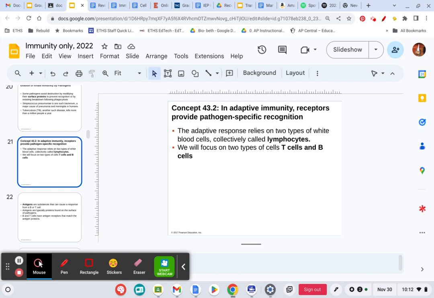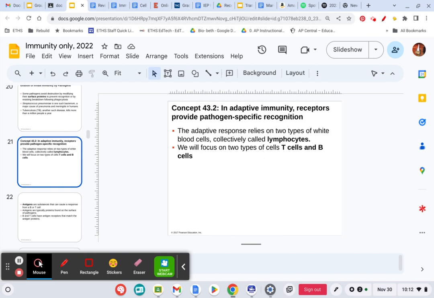But as we know, when we're little kids, we get sick. We get sick a lot. And that is because there is a third line of defense that is called adaptive immunity. And we are not born with that. That is something that we get from exposure to our environment. And so today what we're going to talk about is that adaptive immunity.